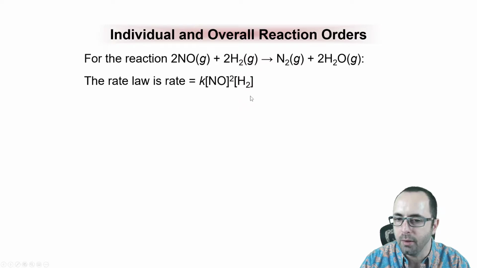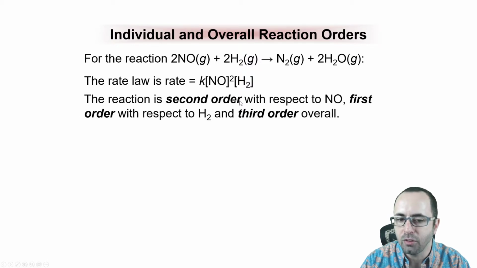I want to point out, is this rate order the same as the coefficient of the balanced equation? No, it is not necessarily the same. It can be, like it is here, but it's not necessarily the same. So we would say that this reaction is second order with respect to NO, and it's first order with respect to H2 because it's to the first power here. Overall, the rate order is 3, 2 plus 1.